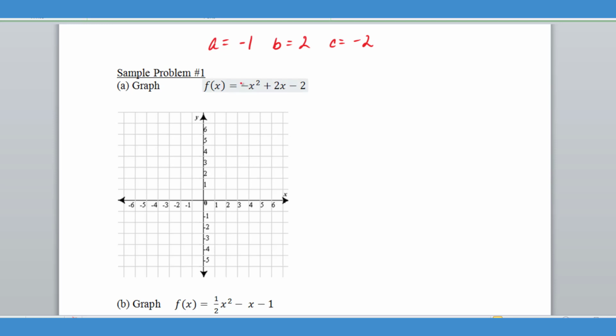Now this is a good visual. The negative 1 lets me know that it's going to be upside down. And I want to identify my axis of symmetry to start. So I'm going to say x equals negative b over 2a, so negative 2 over 2 times negative 1, which is going to give me negative 2 over negative 2, equaling 1. So my axis of symmetry is x equals 1.